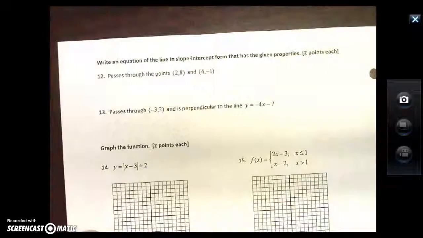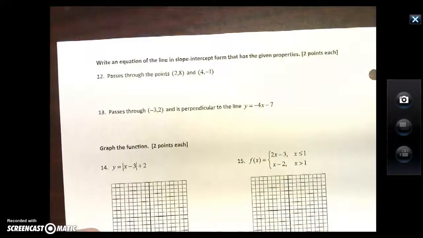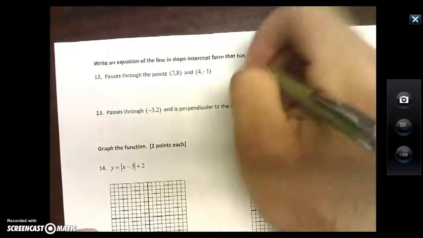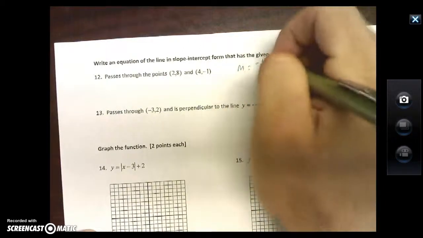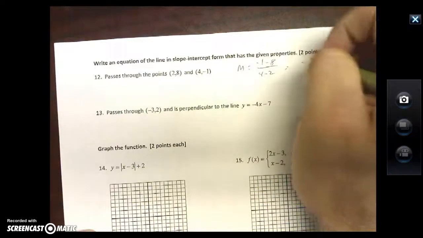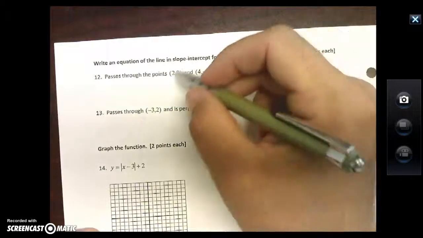On to the back. Passes through the points (2, 8) and (4, negative 1). We're trying to write an equation of a line, so we'll find our slope first. Negative 1 minus 8 divided by 4 minus 2. Negative 9/2. Now you can pick whichever point you want. I'm going to go with (2, 8).